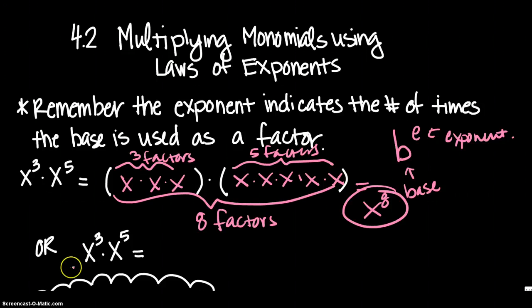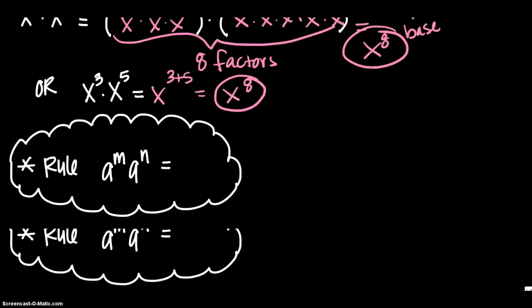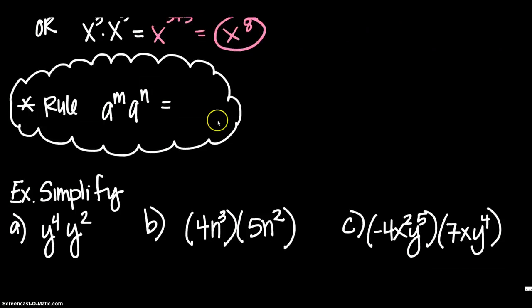Okay, or I could use possibly a shortcut, right? Notice that 3 plus 5 is 8, meaning I have x to the 8th, right? So maybe this is a shortcut. X to the 3 plus 5, if I add those, then I get x to the 8th. Do you see how that's the same thing? X to the 8th, x to the 8th. Hence, we do have a shortcut or law of exponents. Our first law or rule.